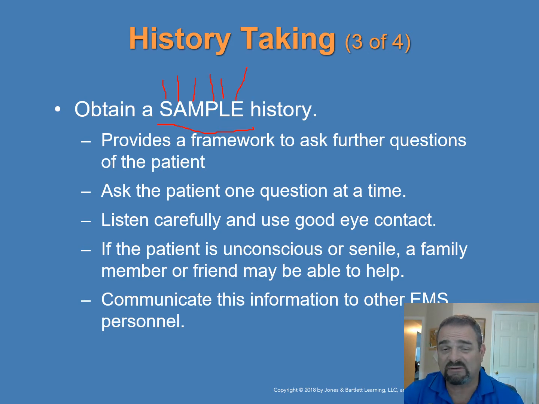So ask the patient one question at a time, each one of these, okay? Listen carefully and use good eye contact. If the patient is unconscious or senile, a family member may be the best person to get that information, or the caregiver. Communicate this information to other personnel when they come up on scene, because they're going to want to know this info. They'll be very proud that you have already established that relationship with the patient and you've gotten that information.